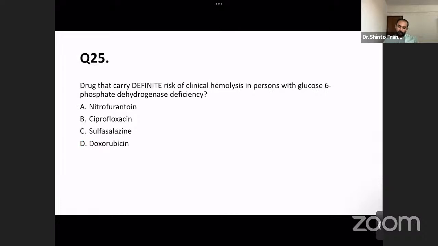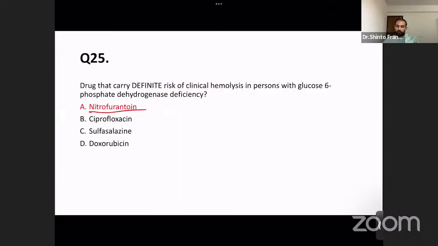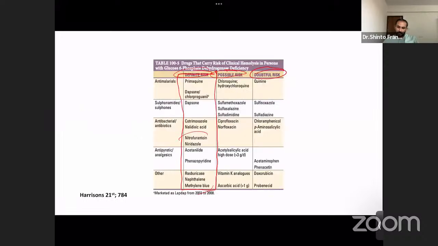So the last question, the 25th question: drug that carries definite risk of clinical hemolysis in G6PD deficiency. Last year this was asked in a different manner. So there are basically the drugs causing definite hemolysis in G6PD deficiency, straight from the Harrison chart. So definite risk, possible risk, doubtful risk. If you can remember this chart, it seems to be a favorite question, so combinations can be asked. You can make your own way to remember these drugs. So here the drug is nitrofurantoin. Okay. Definite risk of hemolysis here, nitrofurantoin.